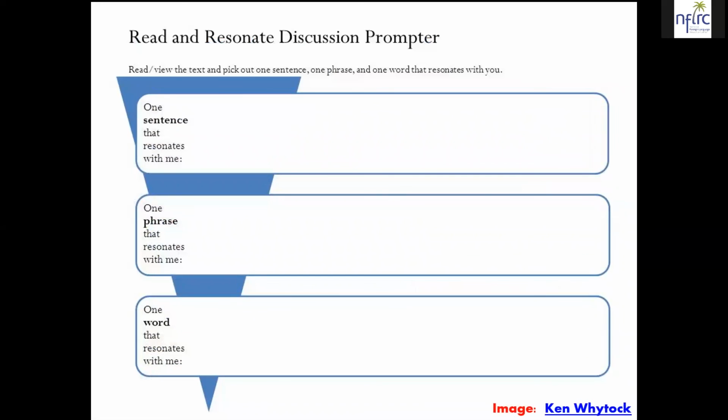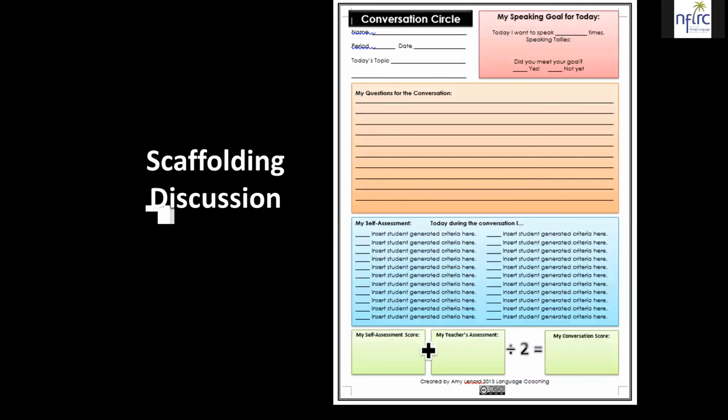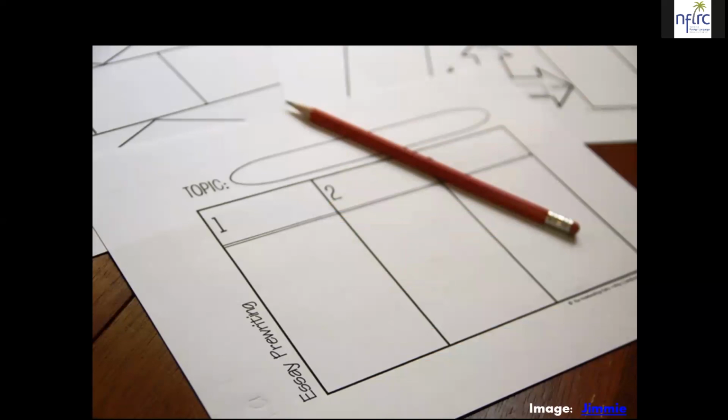You can have them summarize and scaffold that by asking them to first choose a sentence that they really like out of an article or out of something that somebody said, and then pick a phrase out of that sentence and then reduce that to a single word. You can scaffold discussion by asking them to generate questions and then have them assess themselves based on criteria that the students generate. That one's from Amy Leonard. And then you can have them do pre-writing using graphic organizers, for example.